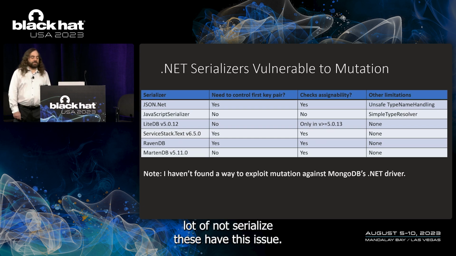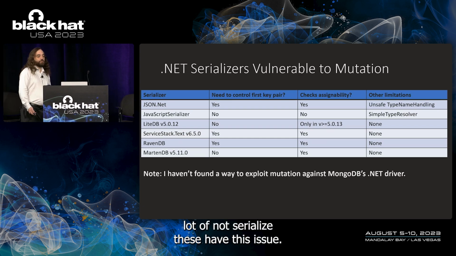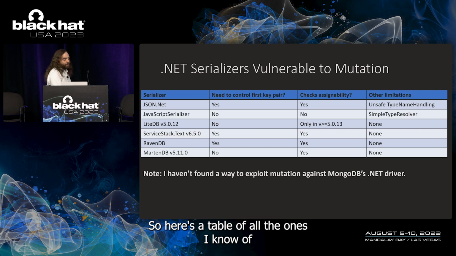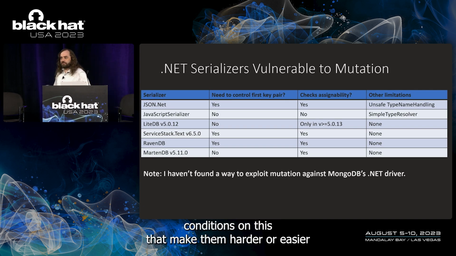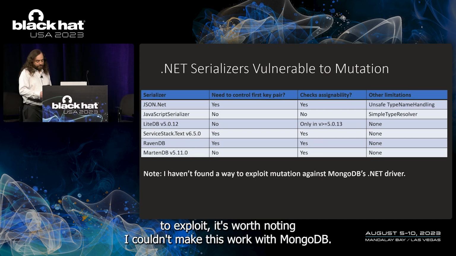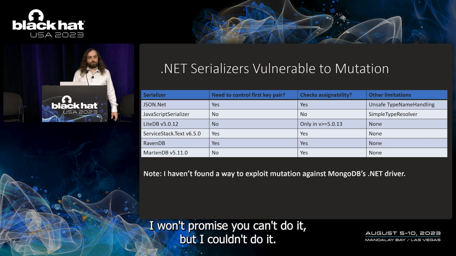And it turns out a lot of .NET serializers have this issue. So here's a table of all the ones I know of. They're all JSON and BSON serializers. There's different conditions on these that make them harder or easier to exploit. It's worth noting I couldn't make this work with MongoDB. I won't promise you can't do it, but I couldn't do it.